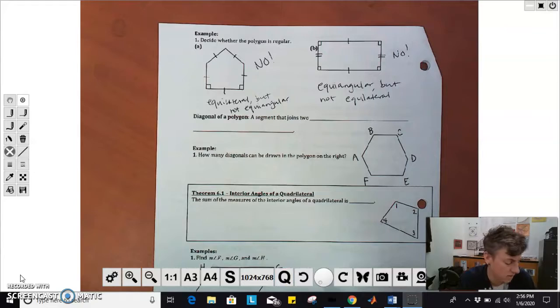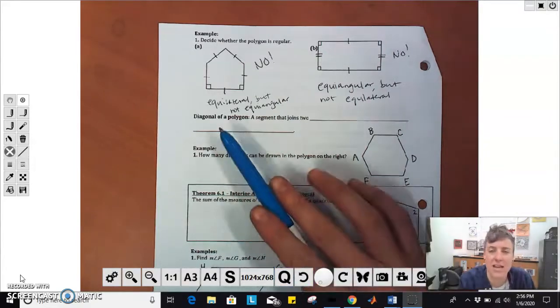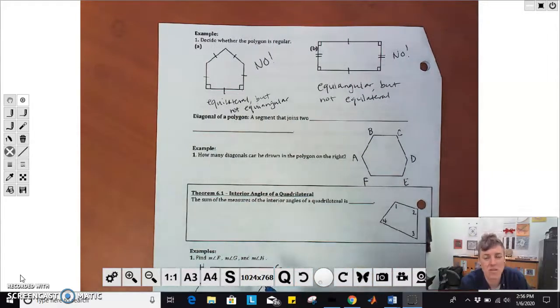All right, we got another way to talk about polygons. They're diagonals. So a diagonal is a segment that joins 2 non-adjacent vertices.